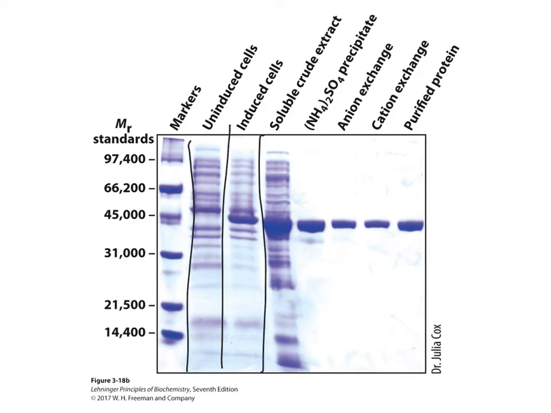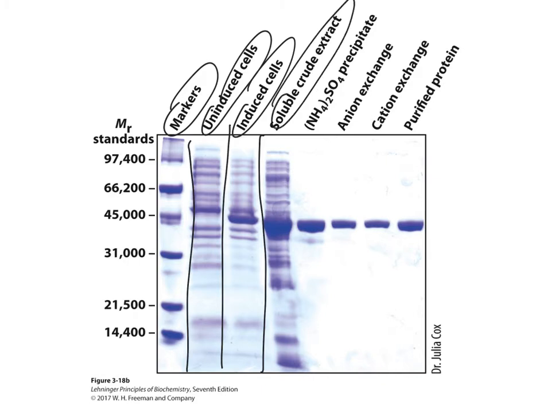The first lane shows a set of standard proteins of known mass, and those are going to be our markers. The next two lanes show proteins from E. coli before and after the synthesis of Rec-A protein was induced. The fourth lane shows the proteins in crude extract, and the subsequent lanes show the proteins after successive purification steps.